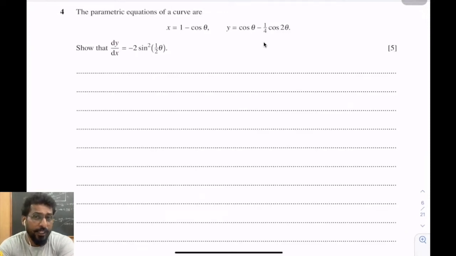Theta is free to take its value. It will keep on changing, but the values of X and Y both depend on the value of theta. When two or more variables depend on one single variable, we call the equations parametric equations. So I have the parametric equations. What is asked is you show that dy by dx is minus 2 sine square half theta, or theta upon 2. I cannot see any simpler question in the entire question paper. It's a very simple question.